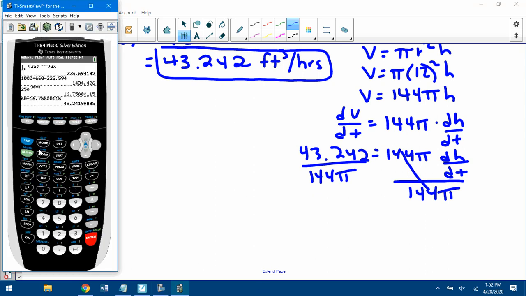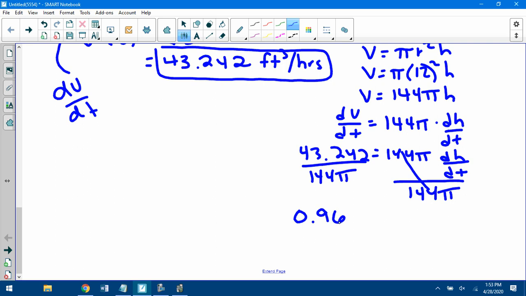And I can do alpha y equals, I should do that, and do 43.242 divided by 144 pi. And that's going to be 0.096.